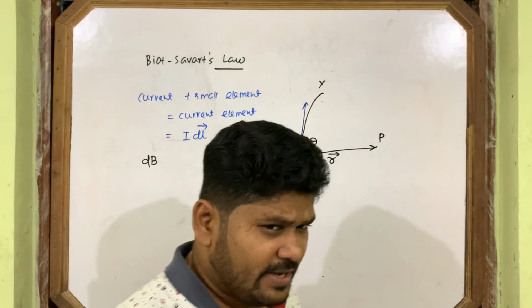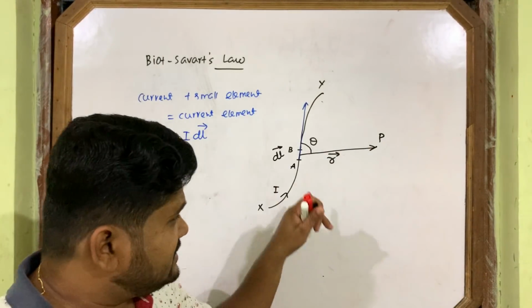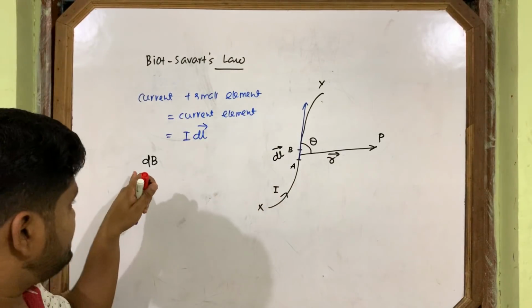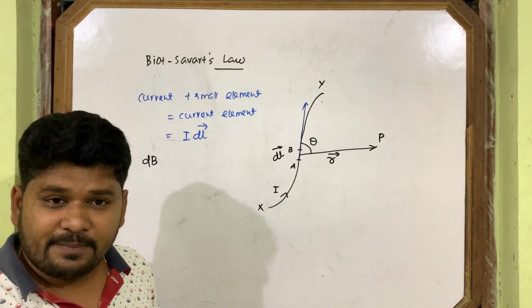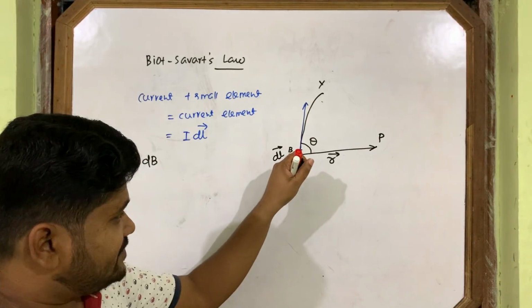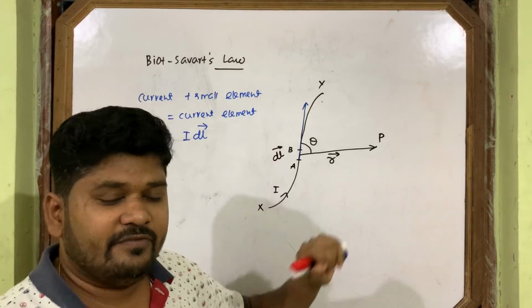dV. Why did I write the magnetic field as dV? Because it is given by a very small element, so I also wrote the magnetic field as small. dB. B means magnetic field, but dB means small magnetic field. As this is a small element, I also wrote dB here.